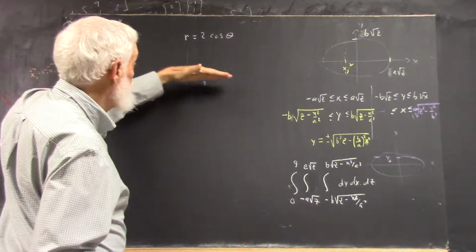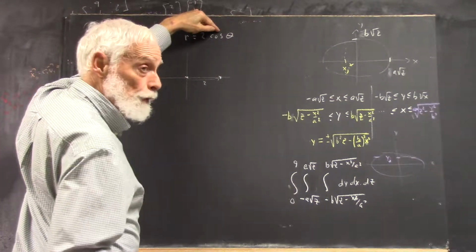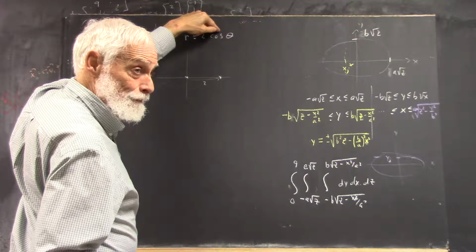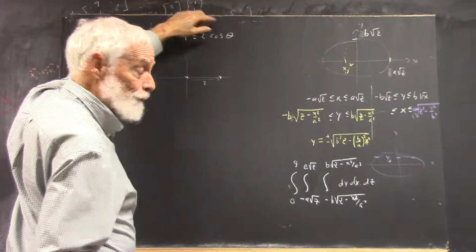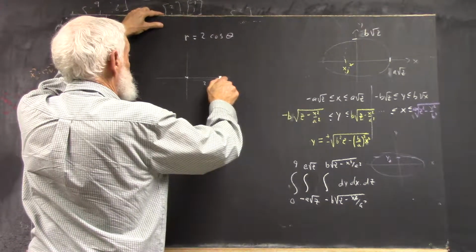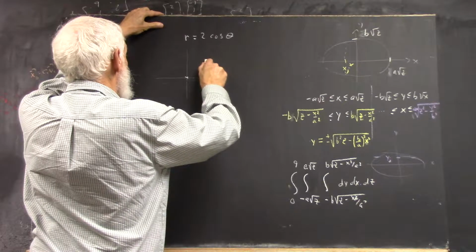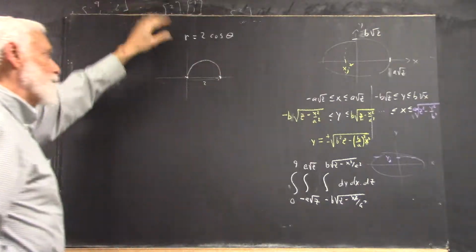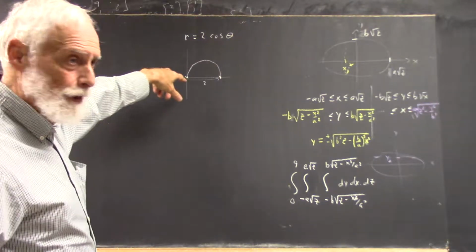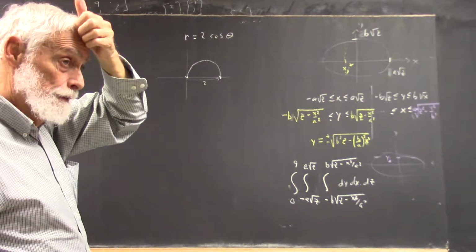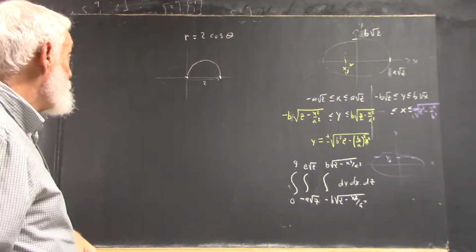Now between 0 and pi over 2, the value of cosine theta decreases in such a way that you get half a circle. Not particularly well drawn, but you get the idea. Okay? You get a semicircle.